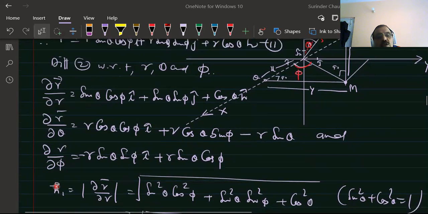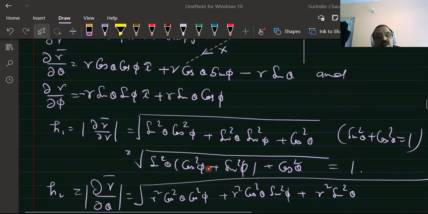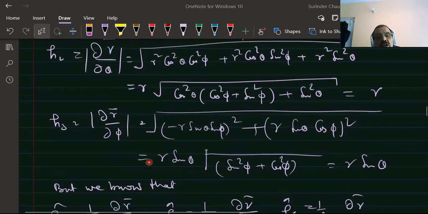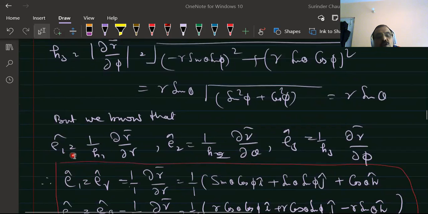Now we have h1, h2, and h3. Therefore, we know that E1 is equal to 1 upon h1 times the partial derivative of r with respect to r, and E2 is equal to 1 upon h2 times the corresponding derivative. These are curvilinear coordinates, and these vectors are tangential to the coordinate curves. This is a special type of coordinates: spherical coordinates.